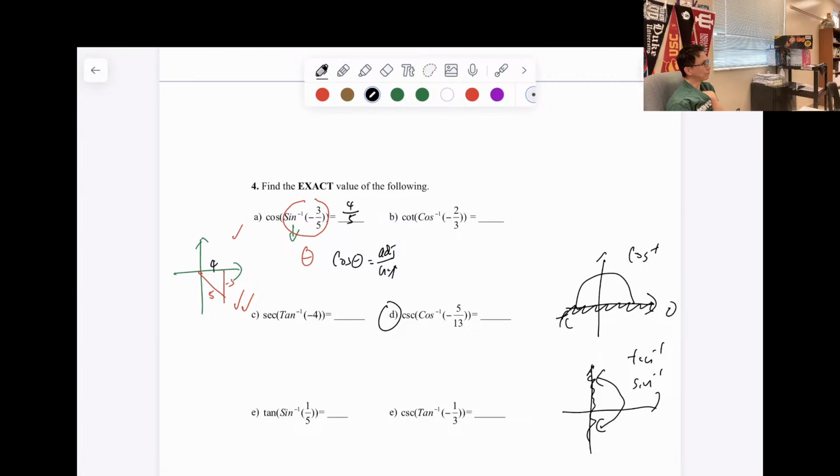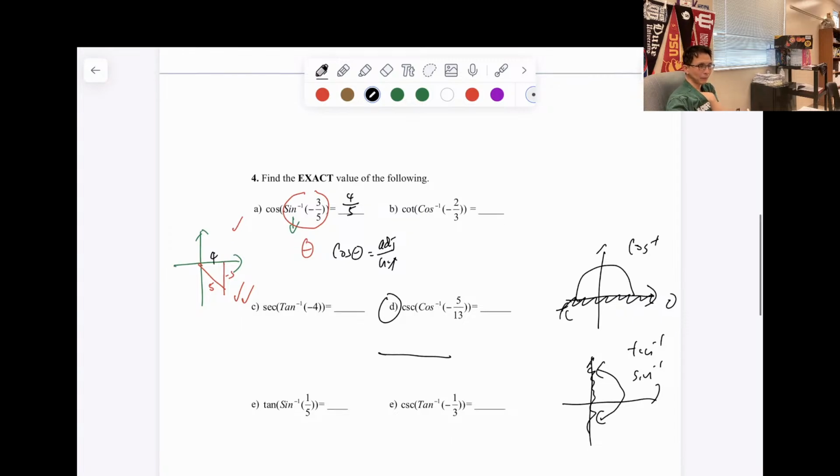Ksenia, what'd you get? 13 over 12, is that right? 13 over 12 is right because it's going to be in this quadrant, but cosine inverse is going to be in this quadrant. Draw the reference triangle. This is theta. This is a negative 5. This is 13. Use the Pythagorean identity, figure out this is 12. So it's going to be cosecant. Cosecant is 13 over 12, and that's the answer, 13 over 12 positive.